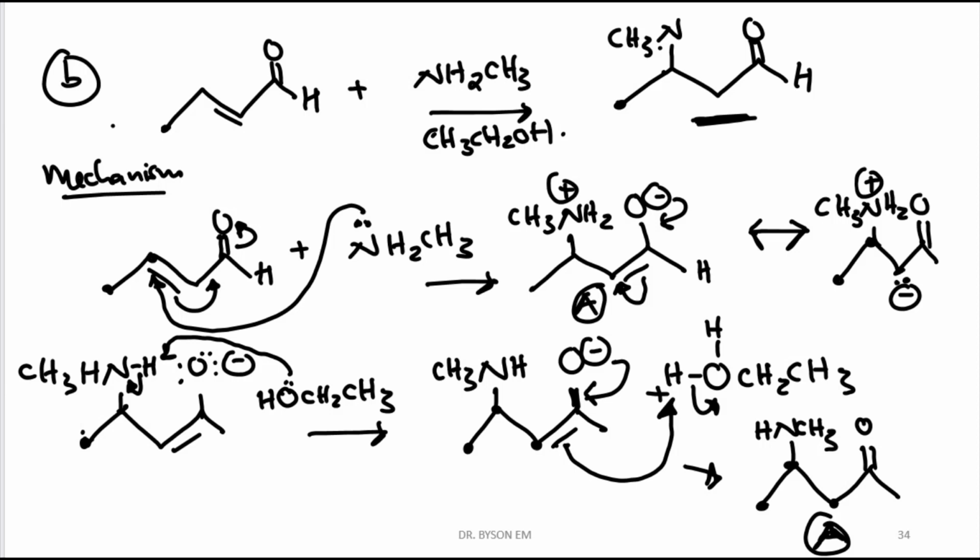First step, the lone pair of electrons will come and attack the double bond. The double bond will shift and go between this carbon and the carbonyl carbon, and the pi bond between the carbonyl carbon and the oxygen is going to break and form this product here. Okay. And then the ethanol will come and deprotonate the nitrogen. Then lastly, the negative charge on the oxygen will reform the double bond, and then this double bond will attack the protonated ethanol, and that's how this structure is going to be formed.